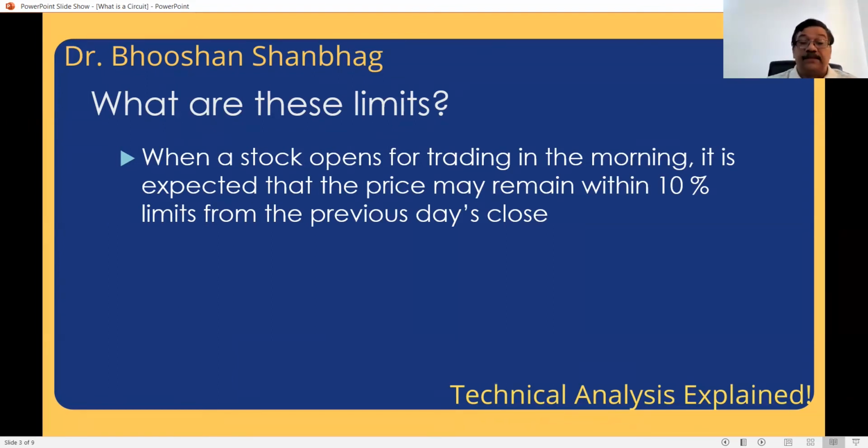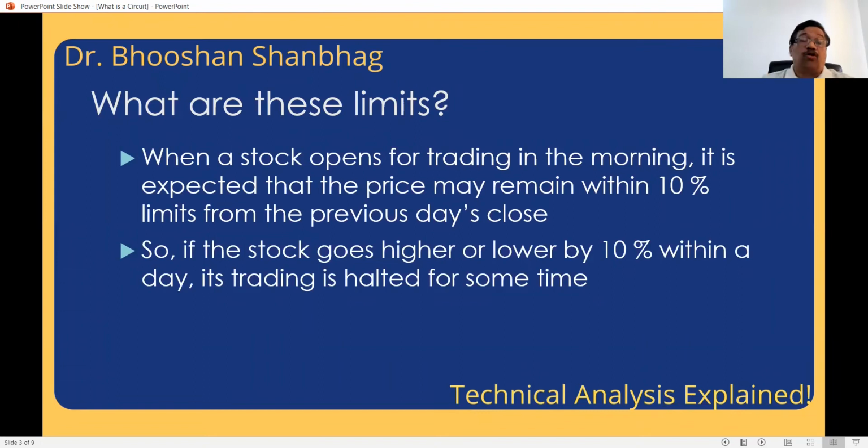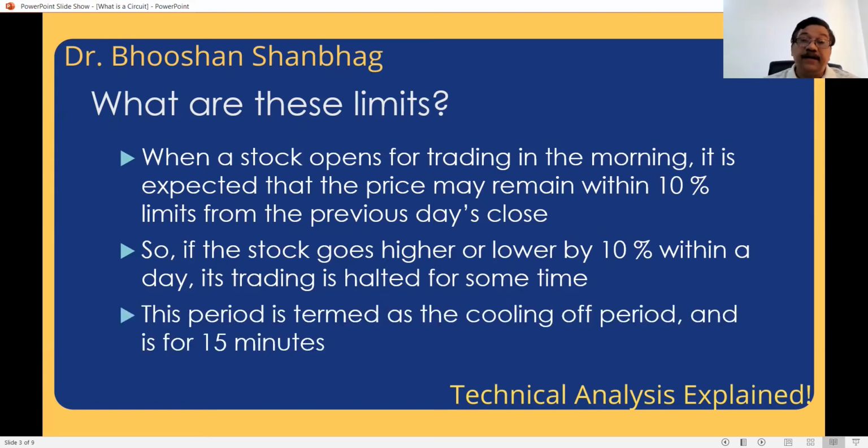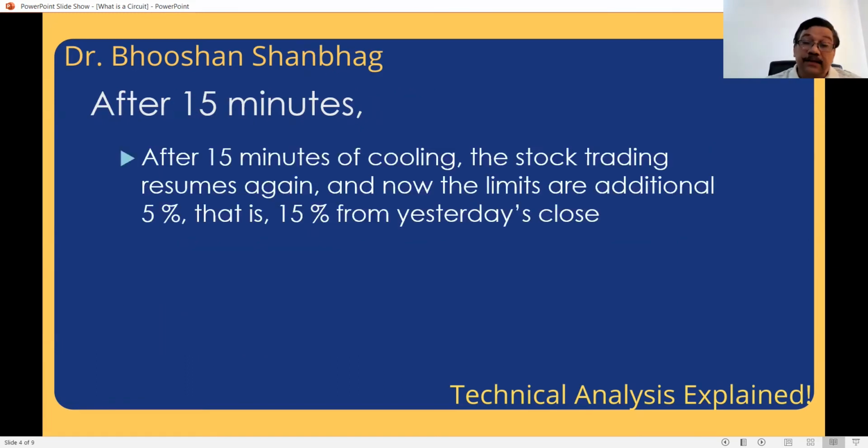But sometimes these limits are not followed. If the stock goes up or down, mainly based on some news, by 10% within a day, its trading is halted for some time. This period is called the cool off period, and it is for 15 minutes. So for 15 minutes, the trading will stop. After that, the trading will again resume with 5% additional limit on either side.